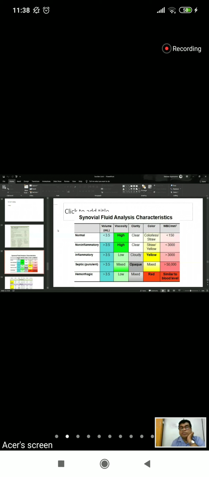In hemorrhagic arthritis, you see blood cells. So from the look of the synovial fluid, you come to a diagnosis. Normal viscosity is high, clarity is clear, and it's a colorless straw solution. In non-inflammatory, usually you see the viscosity is high, clarity is clear, it's straw yellow, but you see a white cell count of about 3,000. Inflammatory arthritis is cloudy, yellow, more than 30,000. But septic, of course, is opaque and pus-looking, and you see a count of more than 50,000. So that's how you analyze the synovial fluid.